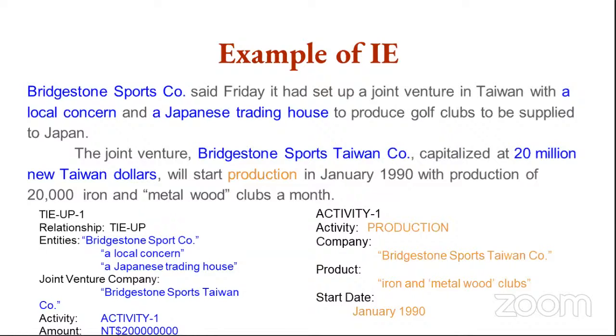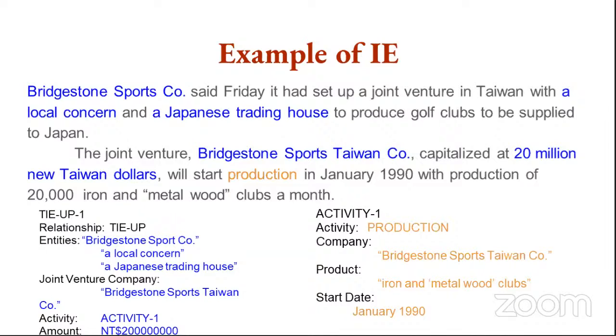So there was a paragraph given: Bristol Sports Company said Friday it had set up a joint venture in Taiwan with a local concern and a Japanese trading house to produce golf clubs to be supplied to Japan. The joint venture, Bristol Sports Taiwan Company, capitalized at 20 million new Taiwan dollars, will start production in January 1990 with production of 20,000 iron and metal wood clubs a month. From this paragraph, we have extracted information about the tie-up.